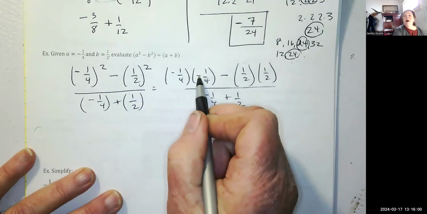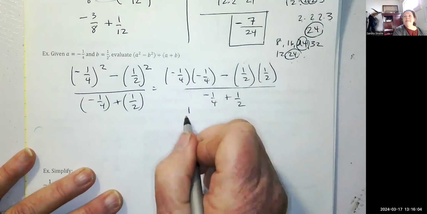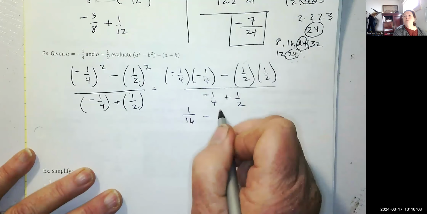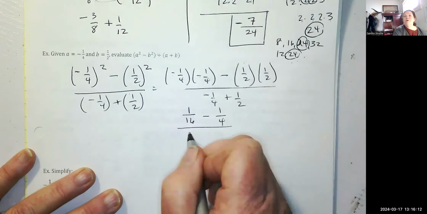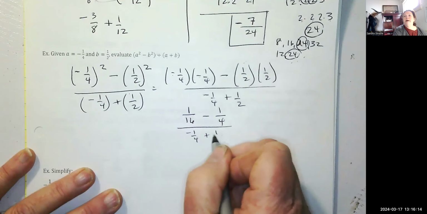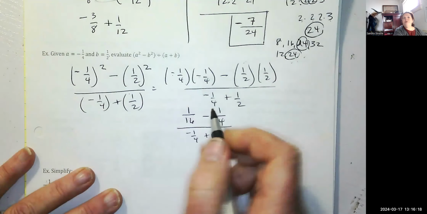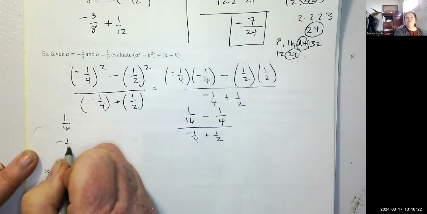Negative times a negative is a positive. 1 times 1 is 1. 4 times 4 is 16. Minus 1 times 1 is 1. 2 times 2 is 4. And all of that's over negative 1/4 plus 1/2. All right. In the numerator, I'm going to turn these like this. 1/16 minus 1/4.